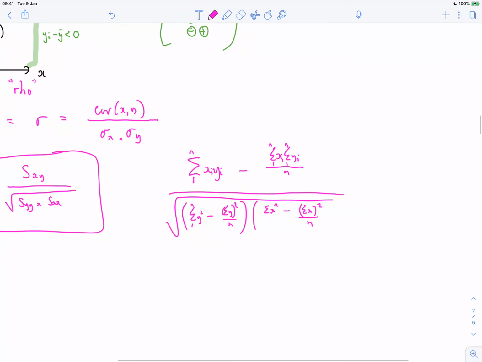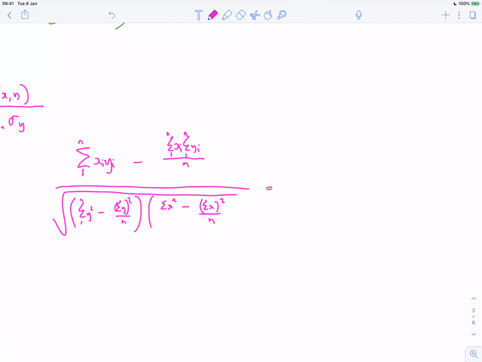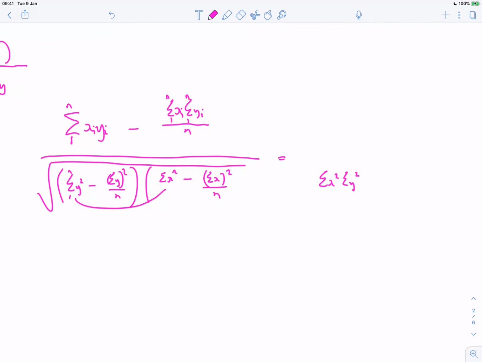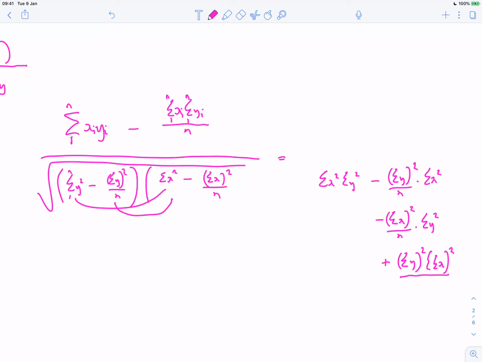And then how does this relate? Well, let's expand the bottom and see what we get. You're going to multiply these two things, so it will be the sum of x squared, the sum of y squared. Then you're going to have this times this, so the sum of y all squared over n times the sum of x squared. And then minus the sum of x all squared over n times the sum of y squared. And then plus those two things multiplied together, so the sum of y all squared times the sum of x all squared over n times n, which is n squared.